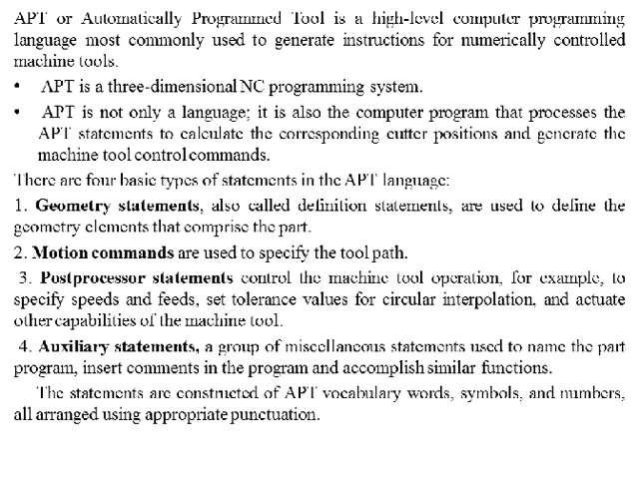All these statements are constructed using vocabulary words, symbols and numbers. All these are arranged using appropriate punctuation. That means there may be a comma to separate two words. Therefore, the APT language will make use of vocabulary words, symbols and numbers that are arranged using appropriate punctuation. Let us now discuss these statements with some examples.